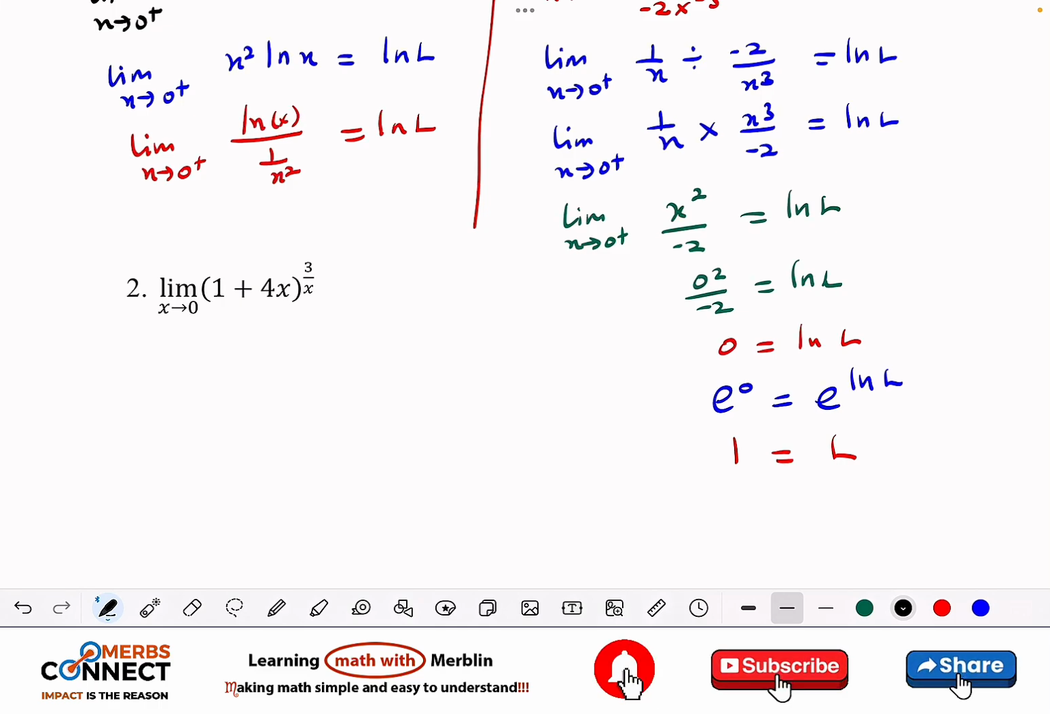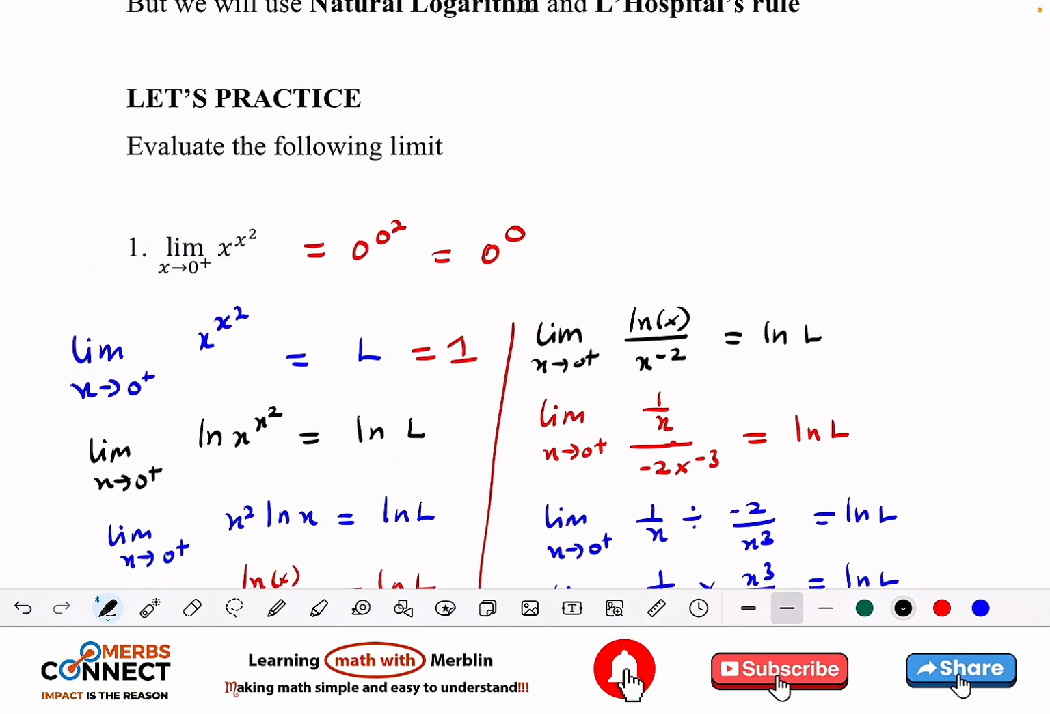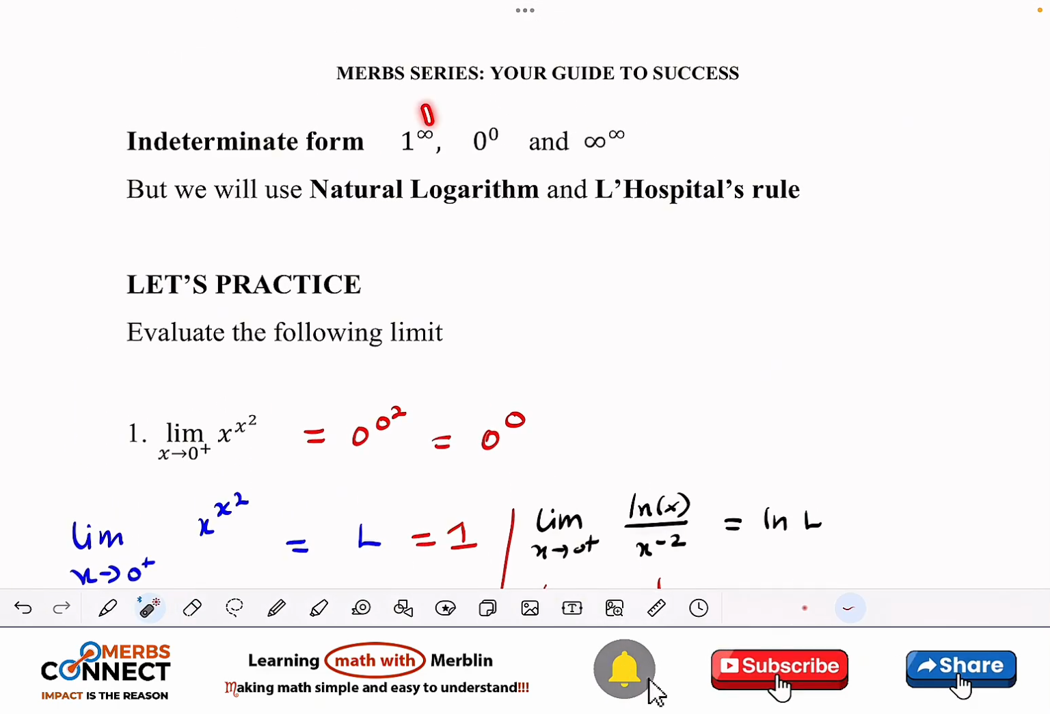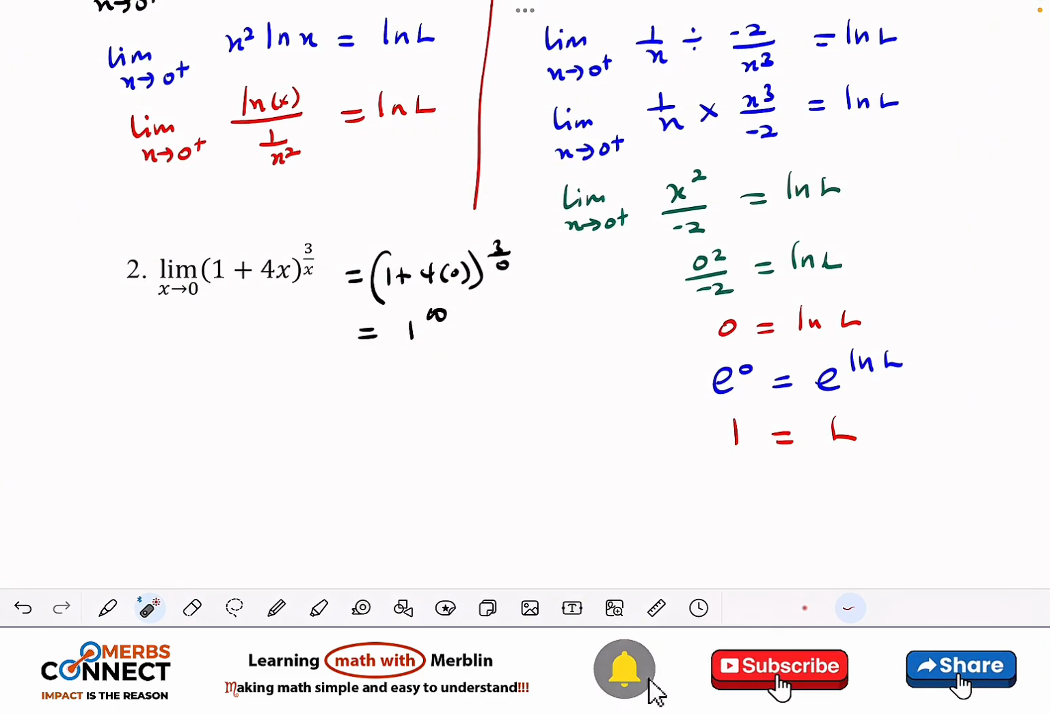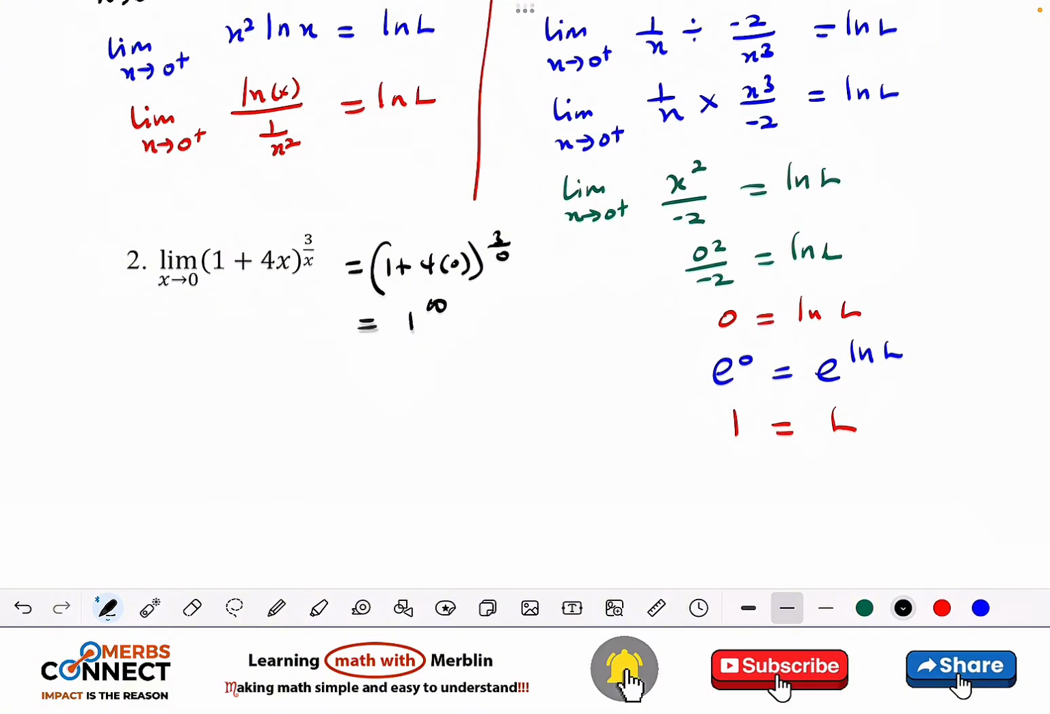So the same idea here. As we said, when I plug in 0, 1 plus 4 times 0, all to the power 3 over 0, this is going to give us 1. 3 over 0 is infinity, so this is going to give us 1 to the power infinity, which is one of the indeterminate forms. So we can use the L'Hopital's approach to solve.